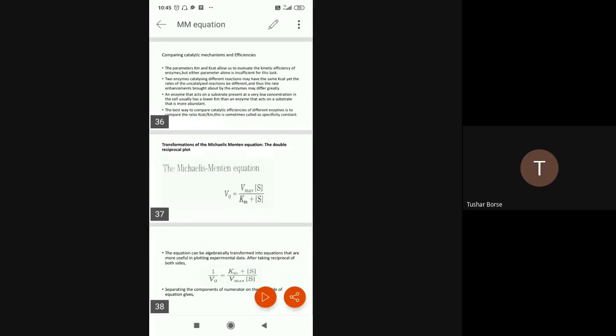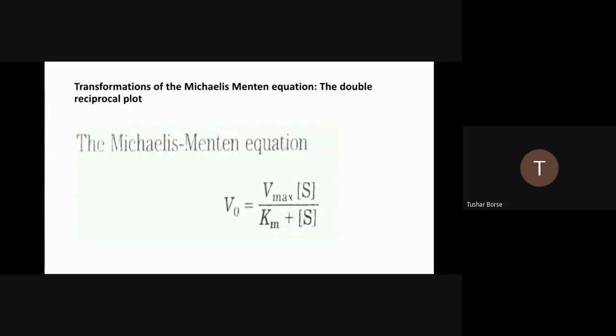Yeah, now you can present your screen. Okay, sir. Yeah. Is the screen visible, sir?